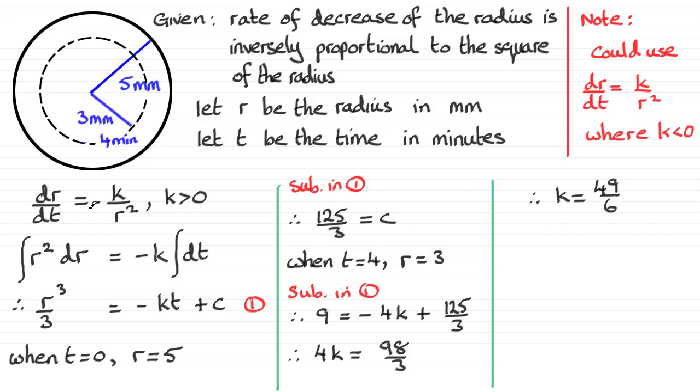And so all I've got to do now is just substitute this value of k back into 1. Okay. And if I do that, I'm going to get r cubed over 3 is equal to minus kt. We know that k is the 49 over 6, so it's minus 49 over 6 times t plus the constant c, which was 125 thirds. And there's an equation that relates the radius r to the time t. Okay?